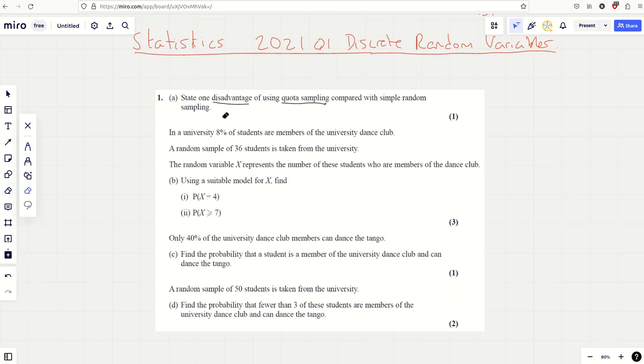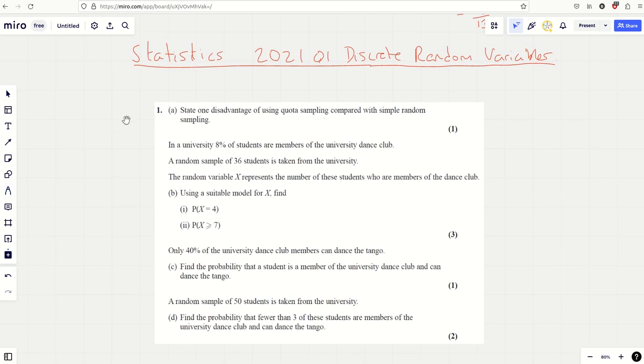Shame they didn't ask for the advantages, I think I'd almost rather prefer to answer that question. But you've got to remember with quota sampling and opportunity sampling, they're not exactly the same thing. Opportunity sampling is the easiest but also weakest kind of sampling you could do.